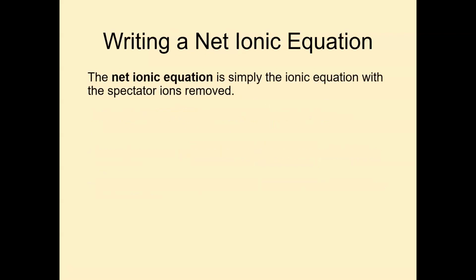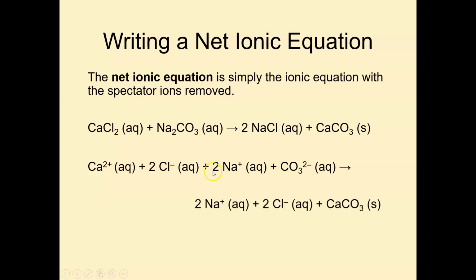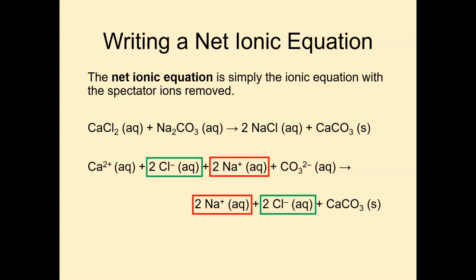Okay, well, to get to the net ionic equation, we simply take the ionic equation and we remove the spectator ions. So let's go through this example, the one we just did. We take this molecular equation. We write the ionic equation in which everything is dissociated except for the calcium carbonate. We've already identified the spectator ions as being chloride and sodium. Now, to write the net ionic equation, we just remove those spectator ions from the equation.